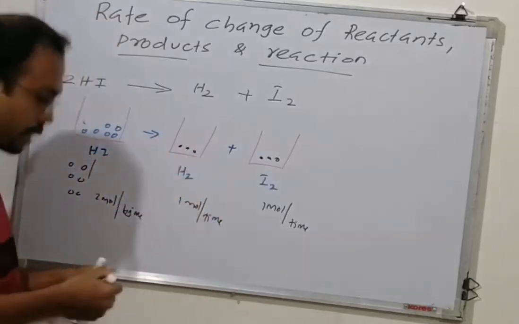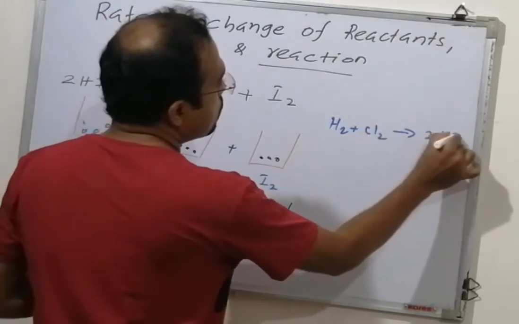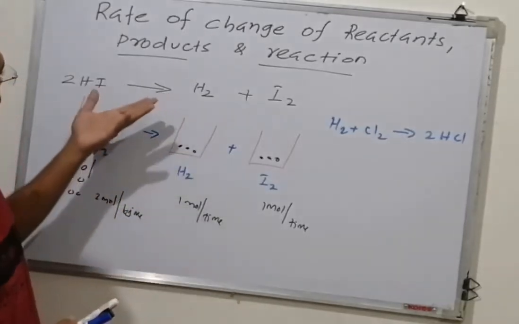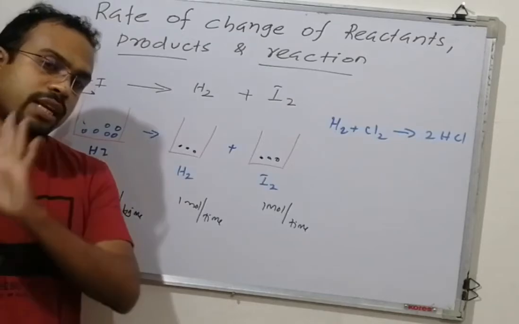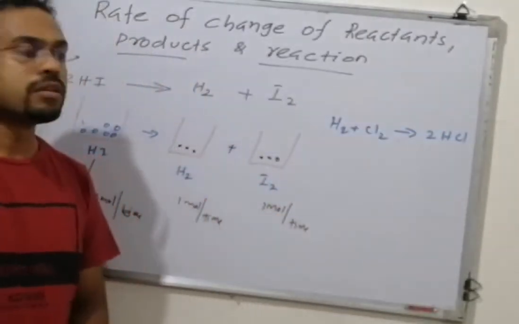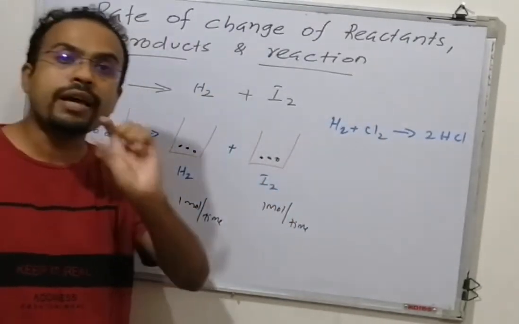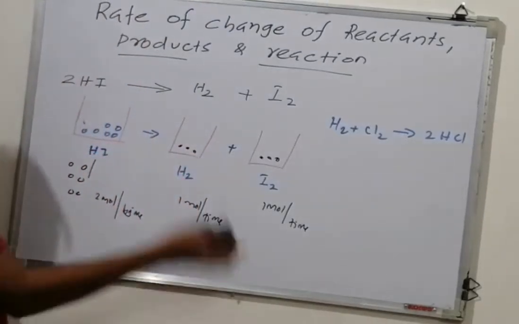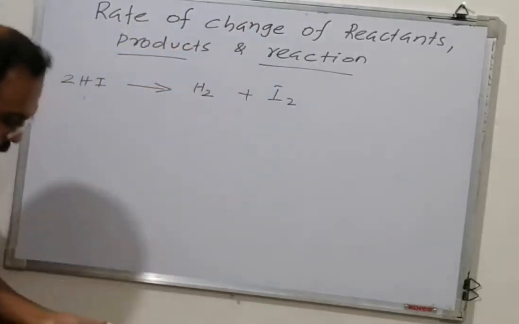Suppose you have another reaction, H2 plus Cl2 gives 2HCl. You can compare the speed of this reaction with this. That's an idea. But when you take this reaction alone, there will be different reactants and different products. Their speeds are different. This I am going to explain, and anyway, we can explain it like this.